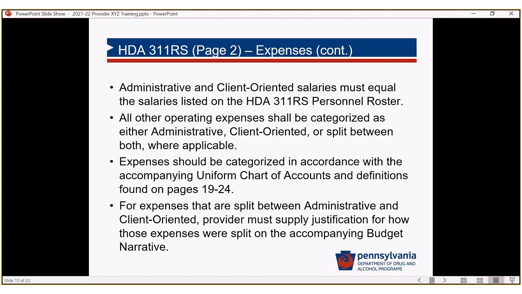All other operating costs should be categorized as either administrative, client-oriented, or split funded, or split between the two different programs. For any split costs, we would be looking for you to provide a justification for how those expenses were split, and that can be in the budget narrative. The budget narrative in your packet starts on page 15.